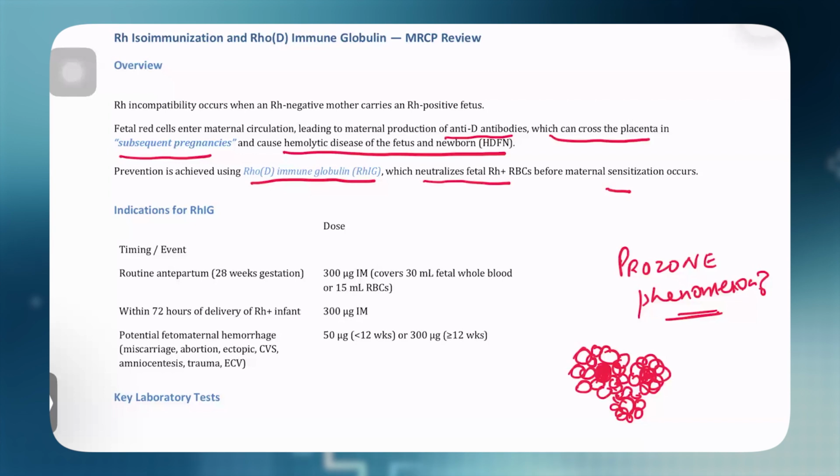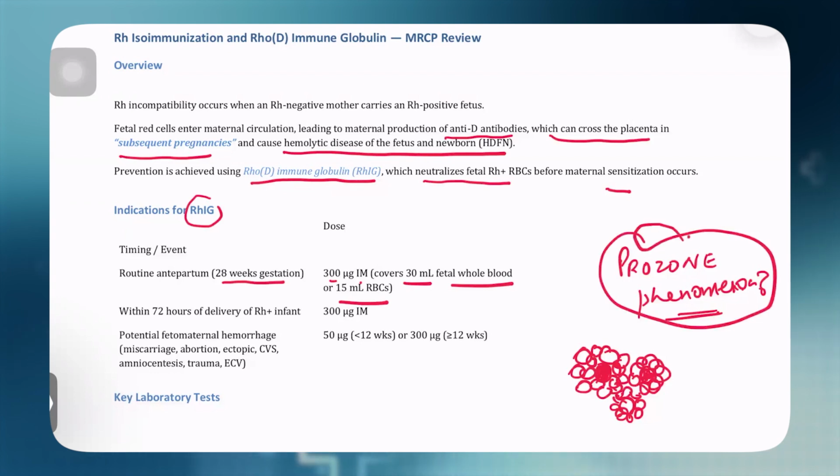So you have to understand the timing of the Rh immunoglobulin. Routine antepartum, it is at 28 weeks gestation, 300 microgram IM. It will cover 30 ml of fetal whole blood or 15 ml of RBCs. As I am telling you, the concept is based on the prozone phenomenon. Hence, you have to see that the amount of antibodies that you are giving are matched to the blood of the fetus or the RBCs of the fetus.